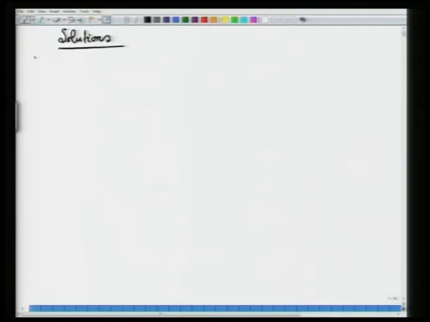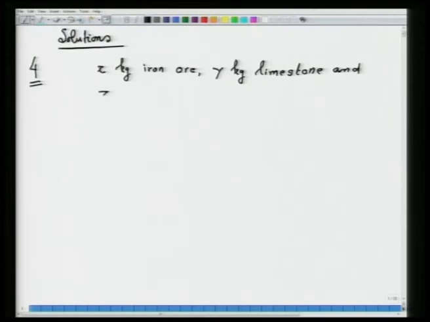So, problem 4. Let us consider x kg iron ore, y kg limestone, and z kg slag. Now, let us first of all do the SiO2 balance, because the components in the slag and their proportions are given. So, I will make use of this.